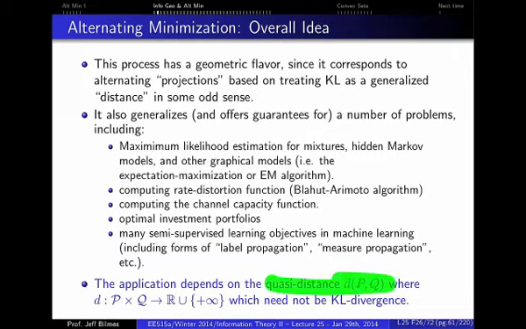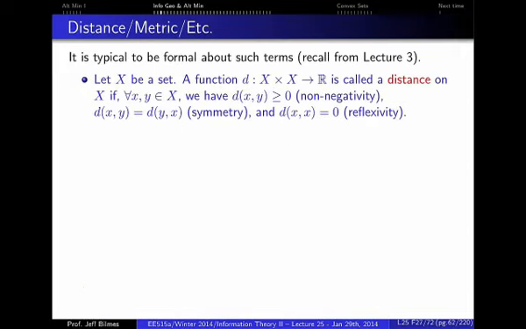It's a quasi-distance, for reasons that you'll see in a minute. So this guy here, this D, is a function of two sets, P and Q, and it can map to R and to positive infinity. But it doesn't even need to be the K-L divergence. It can be any quasi-distance that satisfies a certain property, which we'll talk about.